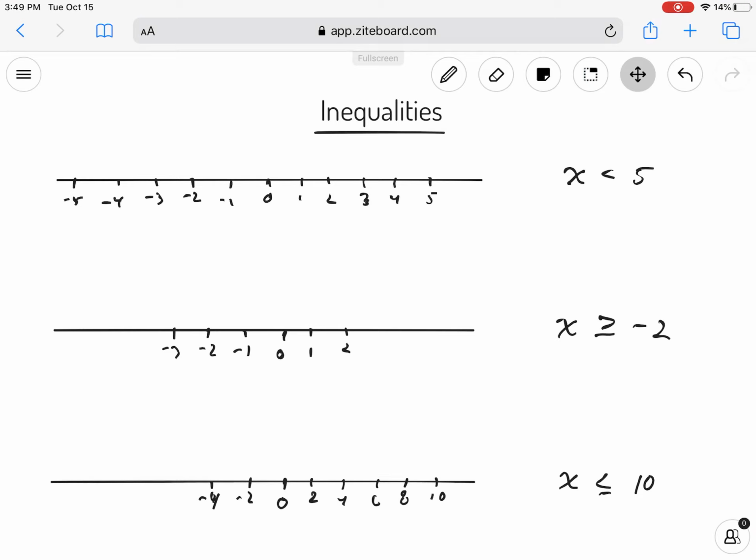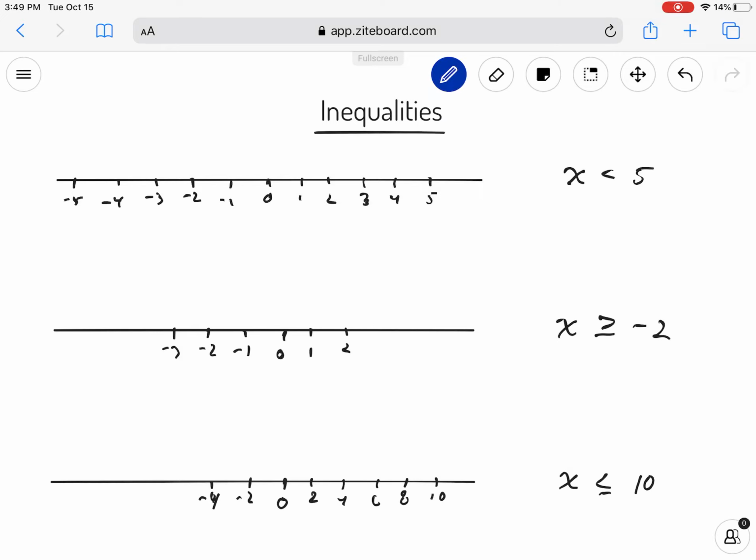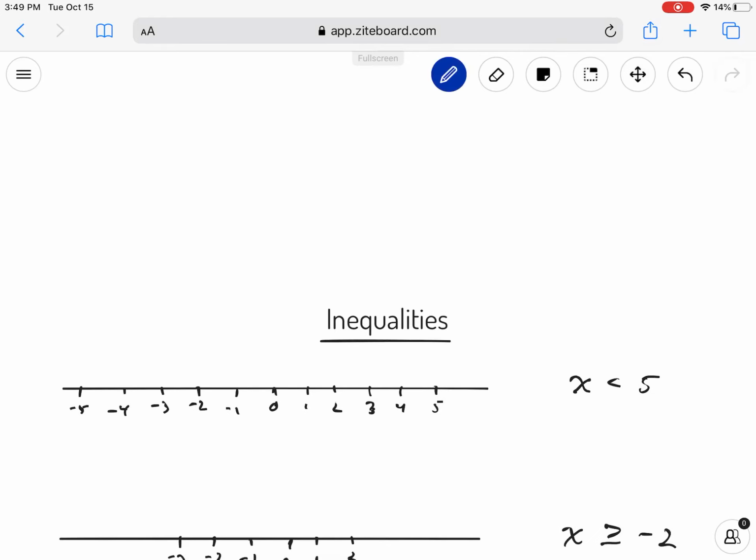So for this video, we're going to go over the concept of inequalities. And let's remind ourselves exactly of what this means. So if I have x is less than 5, actually let me back up a little bit and give myself some more room here.